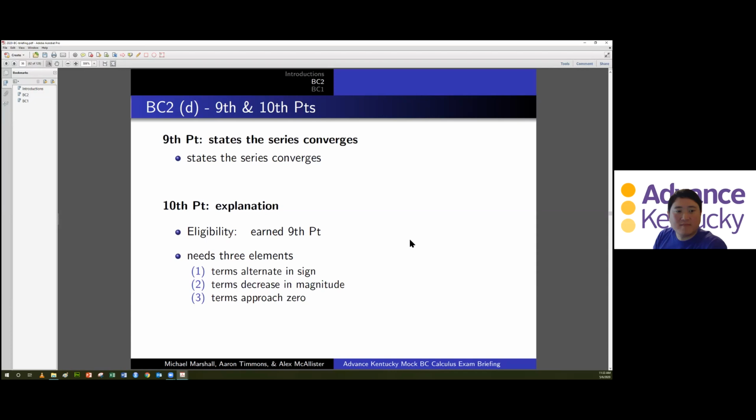We need to have them say that the terms decrease in magnitude, or the absolute value of the terms is decreasing. The third point is approaching 0. We might see that expressed in terms of limits or words. A little bit of the philosophy: part of the power of mathematics is the notation and the symbolism. So we might see these things written out using that, or people using words to say these same things. That's really all we were thinking about as far as criteria for the 9th and 10th points.